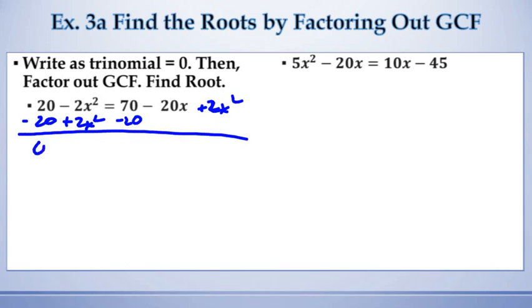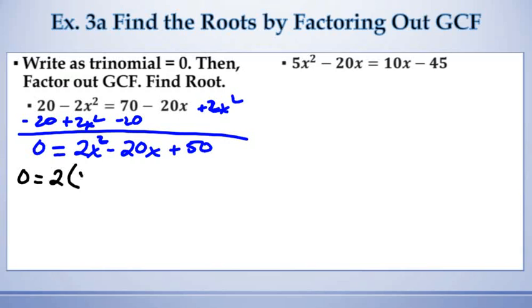So now I have 0 equals, I'm going to put my 2x squared first, and then I have minus 20x, and then I have plus 50. So now if I look here at my trinomial, I know that the biggest number I can take out of all of them is a 2. So if I take a 2 out, that leaves me with x squared minus 10x plus 25. And then I need to factor that trinomial. So I have 0 equals 2.